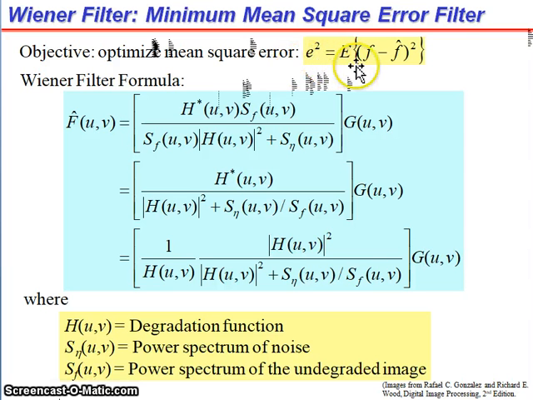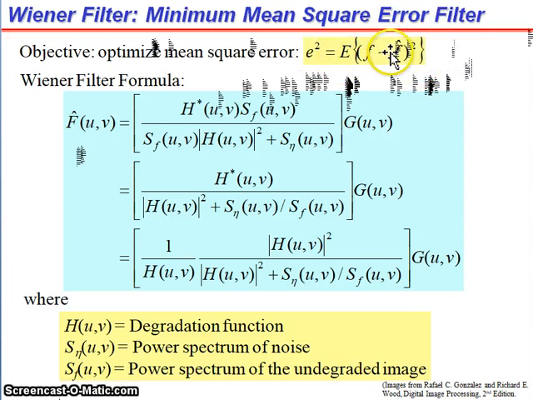that is, e square, the expected value of f minus f cap, whole square. By considering this equation, they developed a transfer function for the restoration filter: F cap of u comma v is equal to H star of u comma v Sf of u comma v, divided by Sf of u comma v mod of H of u comma v whole square plus Sn of u comma v, into G of u comma v. This is derived from the minimum mean square error condition.